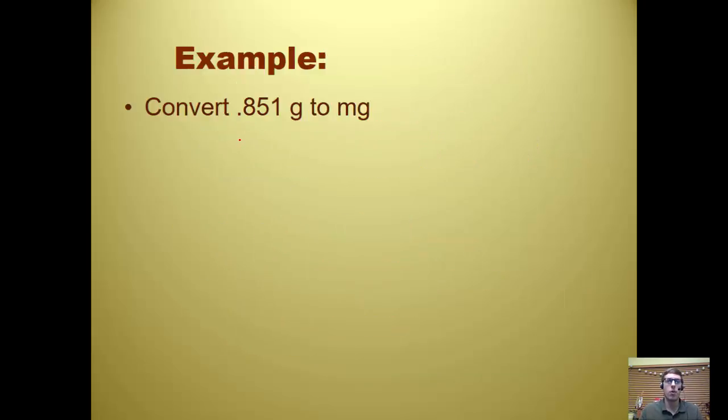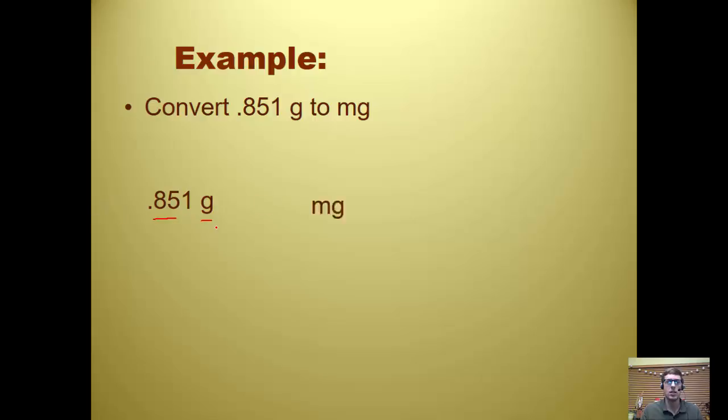Let's do an example. So if I wanted to go from 0.851 grams to milligrams, this is what I would do. Write down step 1. Write down the number and the unit. Now, we want to get to milligrams, so we need to get rid of the grams.